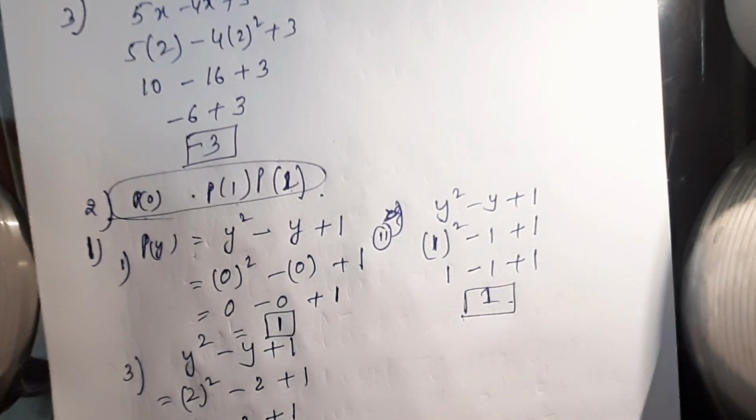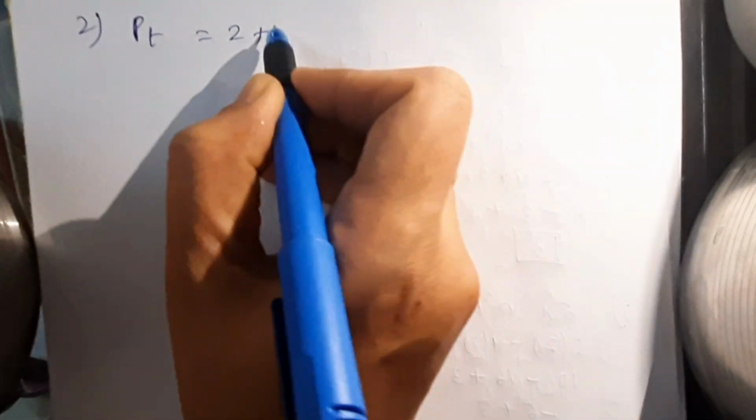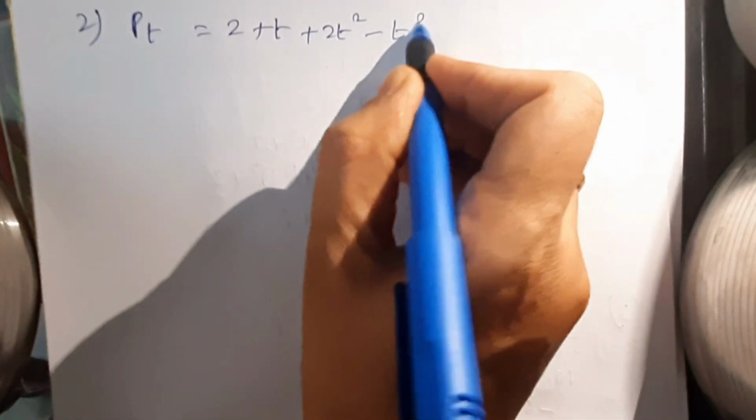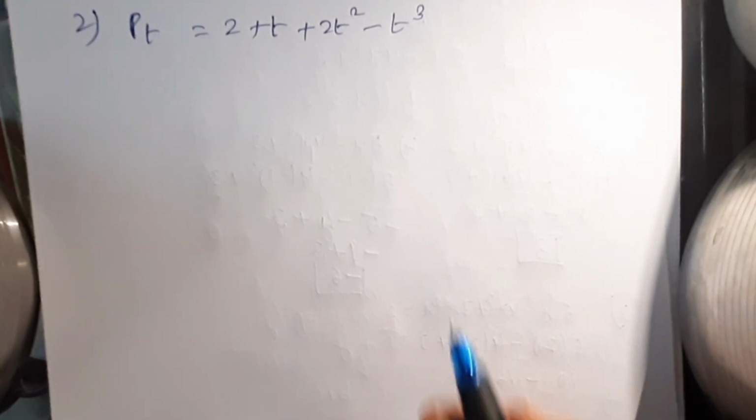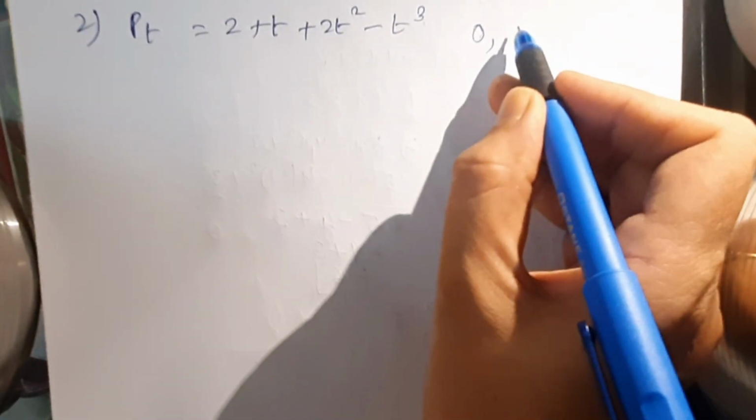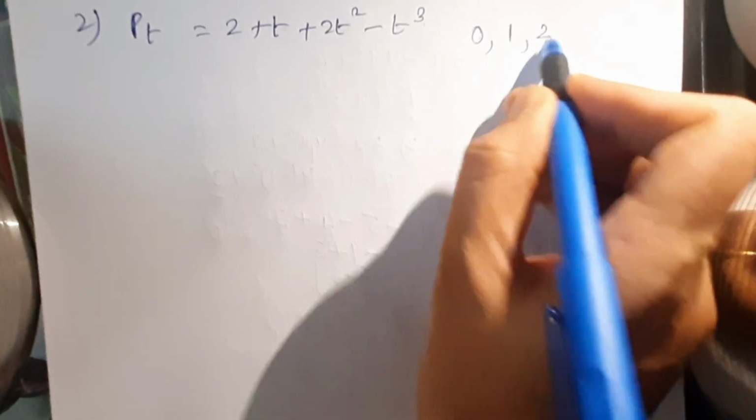Now let's start with the second question. The second question is given: p of t is 2 plus t plus 2t square minus t cube. Now replace t, as the values were given, 0, 1 and 2. So replacing it once with 0, then with 1 and then with 2.